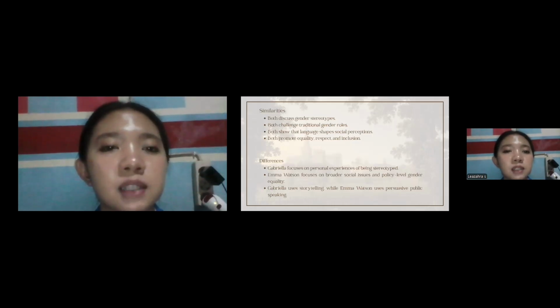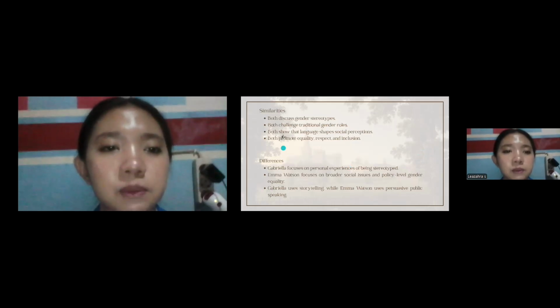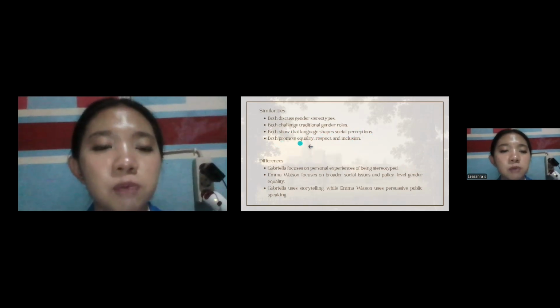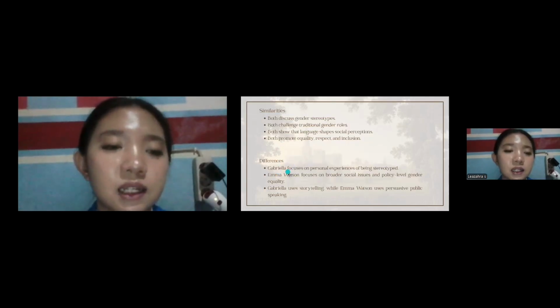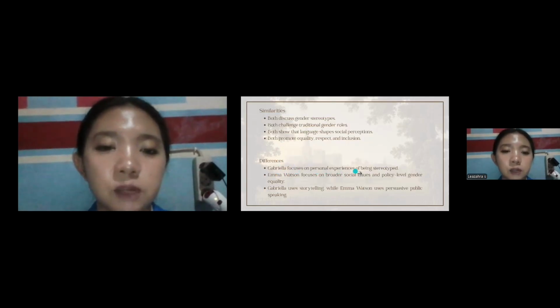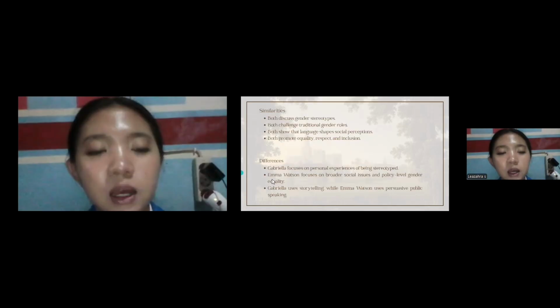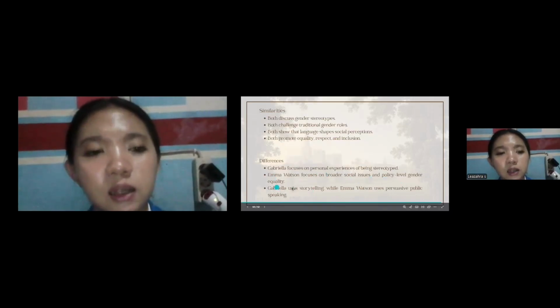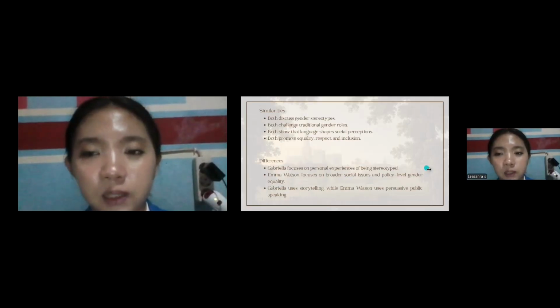Similarities: both discuss gender stereotypes, both challenge traditional gender roles, both show that language shapes social perceptions, and both promote equality, respect, and inclusion. The differences: Gabriela focused on the personal experience of being stereotyped, while Emma Watson focused on broader social issues and policy-level gender equality. Gabriela uses storytelling, while Emma Watson used persuasive public speaking.